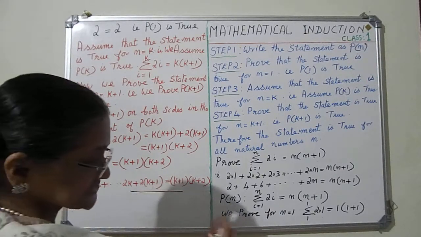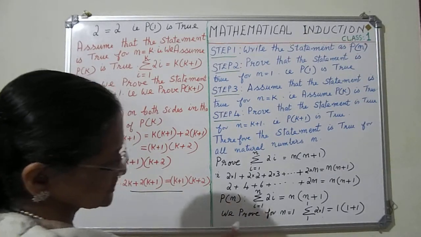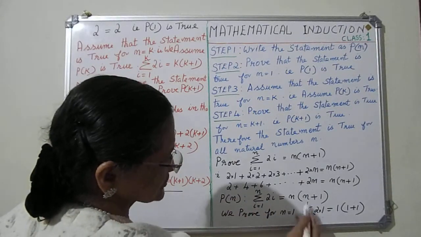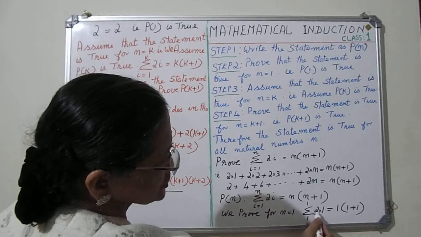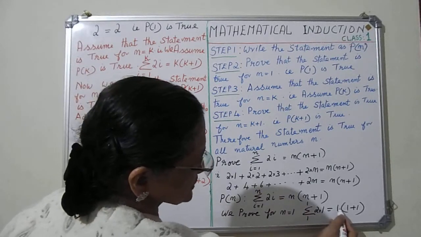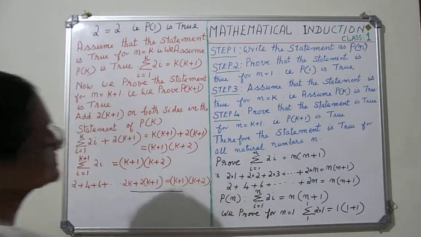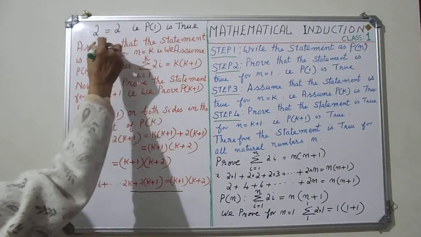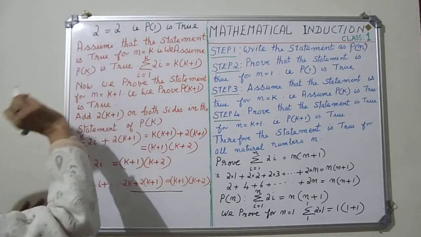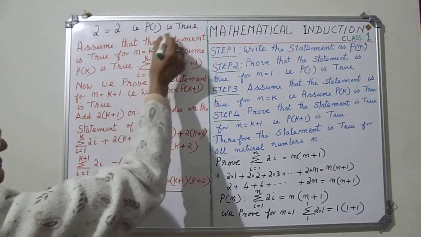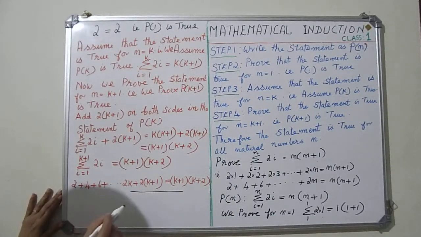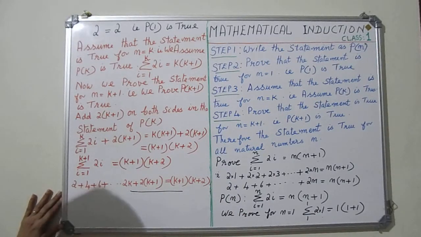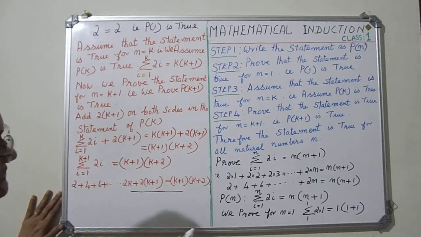We prove that the result is true for n equal to 1. Put n equal to 1, then we have sigma i equal to 1 over 1, 2 times 1, is equal to 1 times 1 plus 1. That is, the left hand side is equal to 2, the right hand side also equals 2. 2 equals 2. That means the result is true for n equal to 1. That is, P of 1 is true.